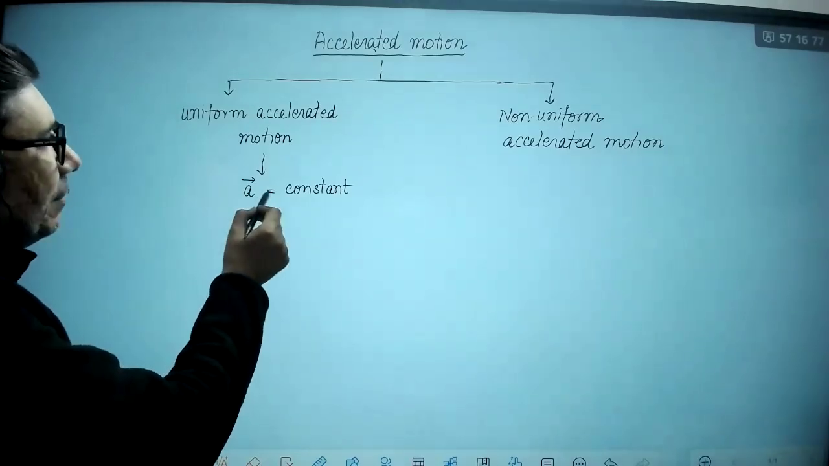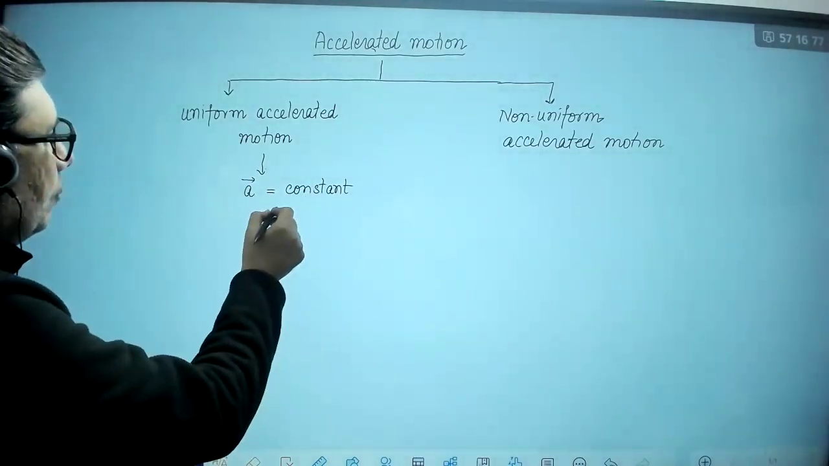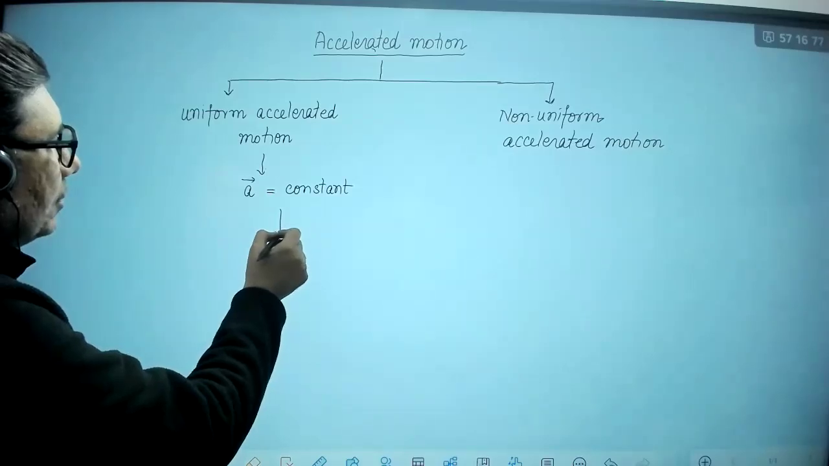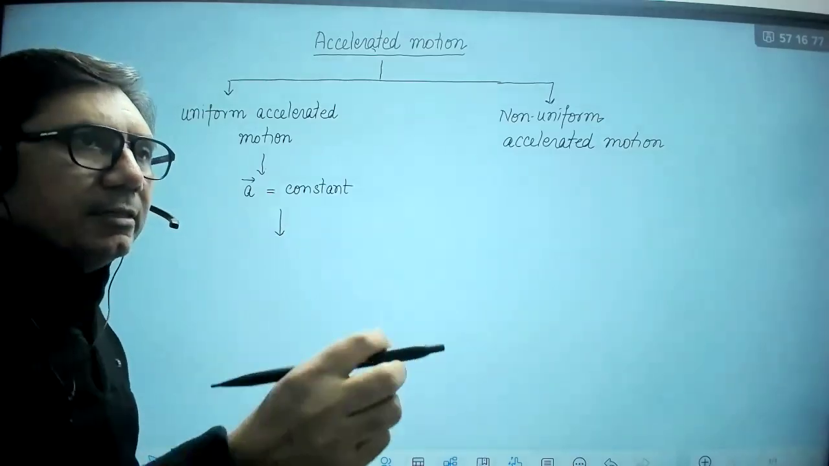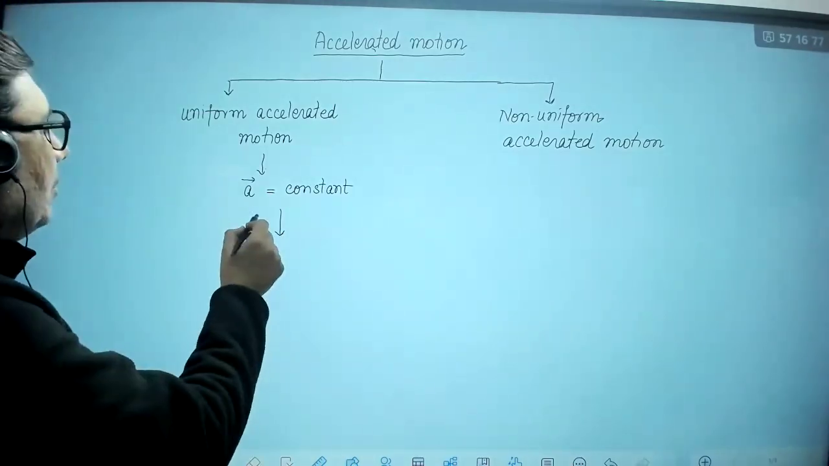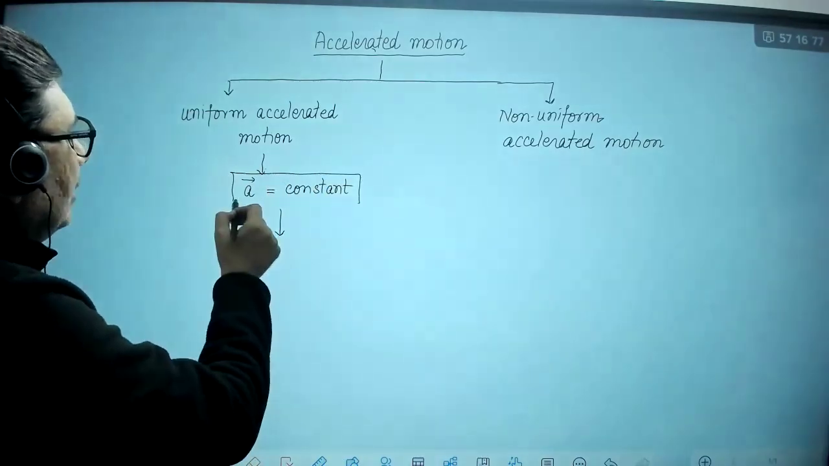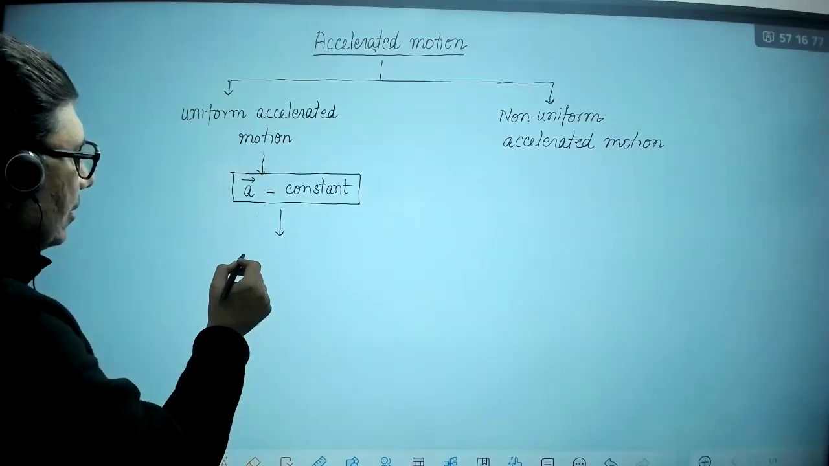So if its magnitude is constant and direction is constant, then which equations are you going to use to solve the questions, to understand the kinematics of motion? Which three equations are you going to use? Remember this, whenever acceleration is constant, only then you can use these three equations.